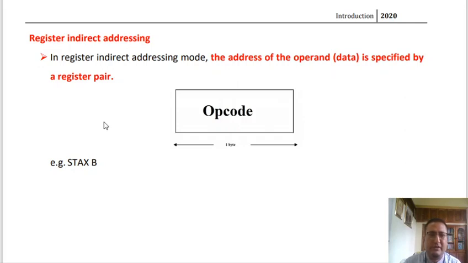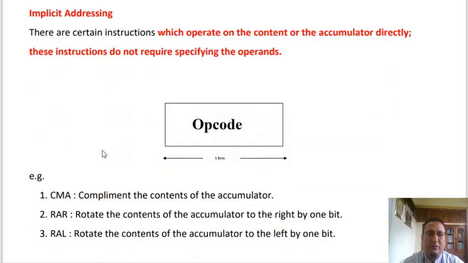Again, in register indirect addressing mode, the address of the operand is specified in the register pairs. Now, likewise, we have the implicit addressing mode. There are a certain set of instructions that work on the content of the accumulator directly, and these instructions do not require specifying the operand, right? For example, CMA, complement the content of the accumulator.